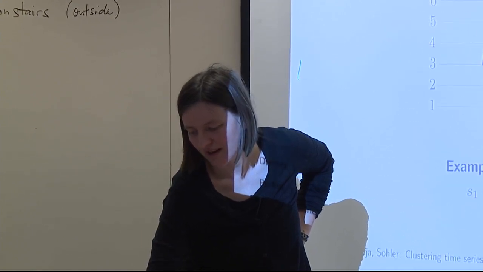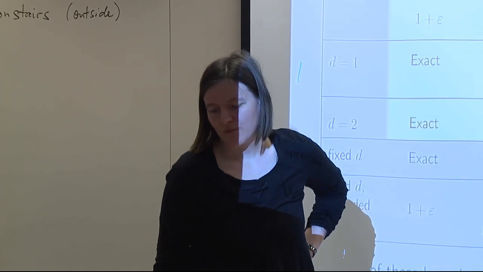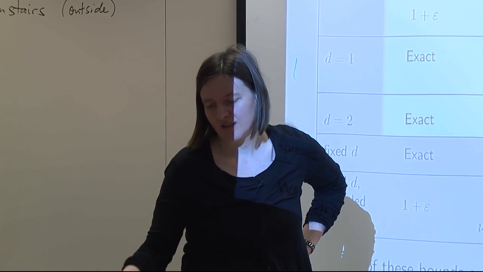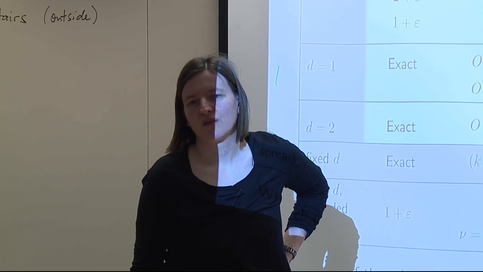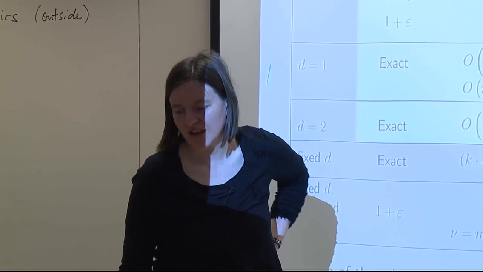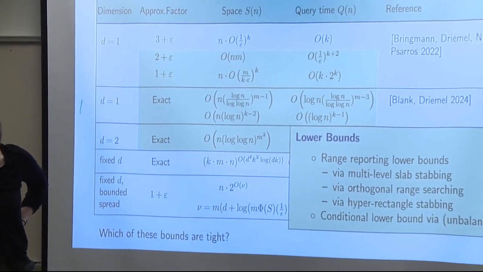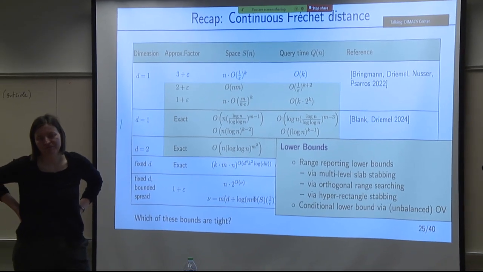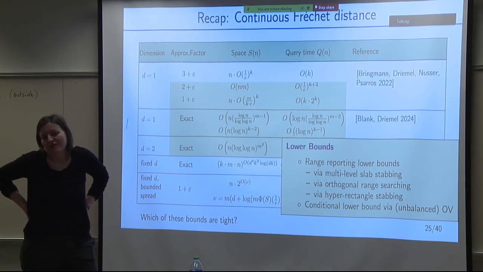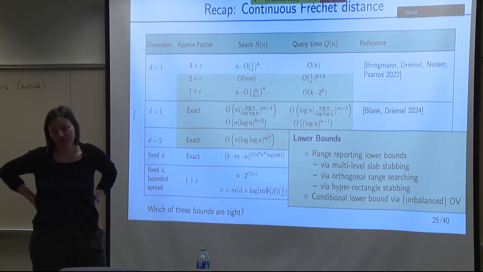One major open problem, so I missed the open problem session yesterday, but the major open problem here is approximation, even constant approximation beyond factor 3. All of the lower bounds, the range reporting lower bounds, are just for exact, and the conditional lower bounds based on OV don't work, as I mentioned, for approximation. What would you expect? Sublinear? We don't know anything, so it would be really nice to at least know something.